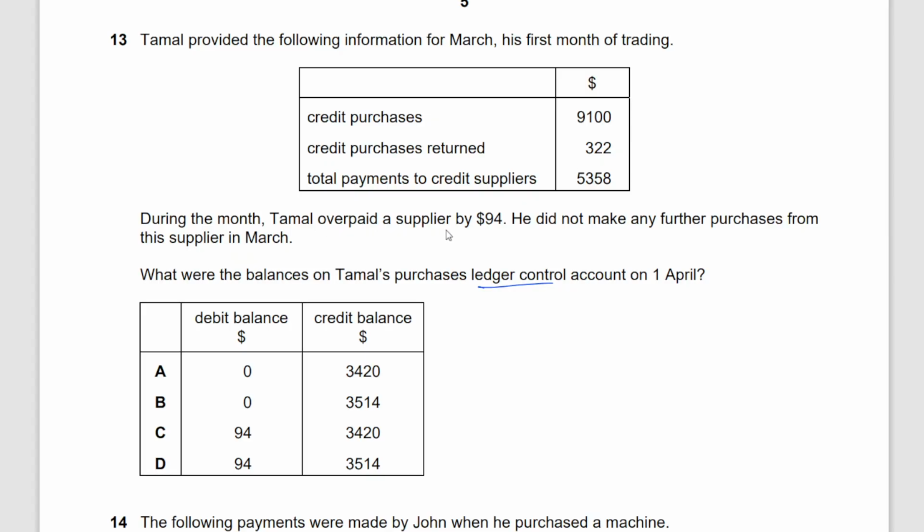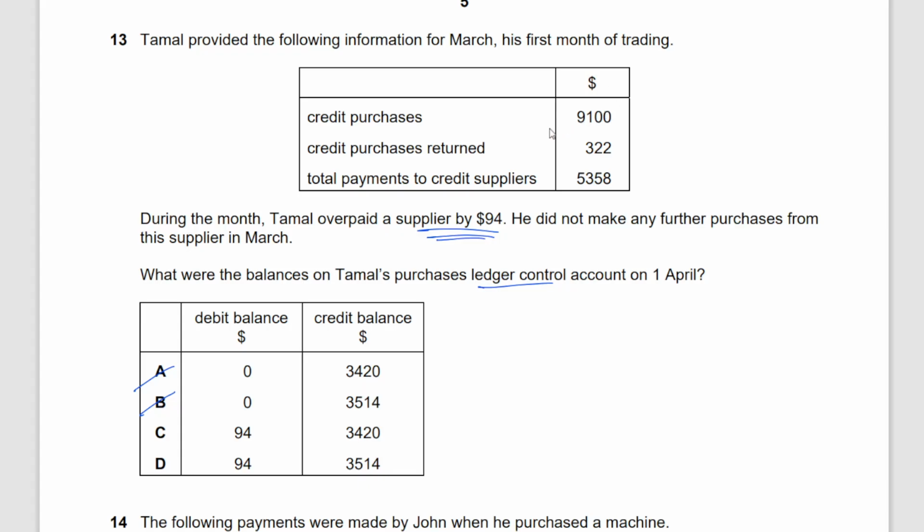During the month, Tamal overpaid a supplier by 94. He did not make any further purchases from this supplier in March. You should know that normally you owe your suppliers. You have to pay your suppliers. Sometimes, however, when you overpay your suppliers, in this case, the supplier is an asset. The supplier is a receivable. We're going to receive this money from the supplier later on. And so it's one of these, C or D. For the rest, we just need to take the balance.